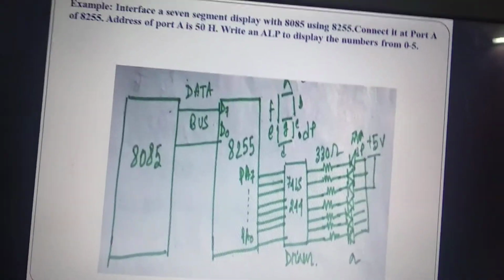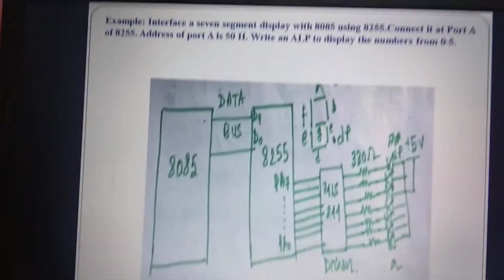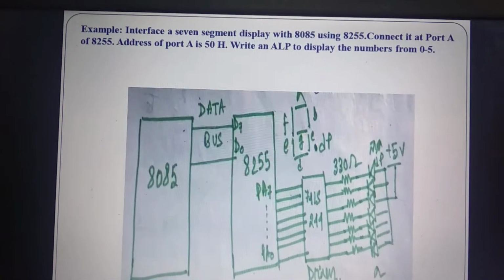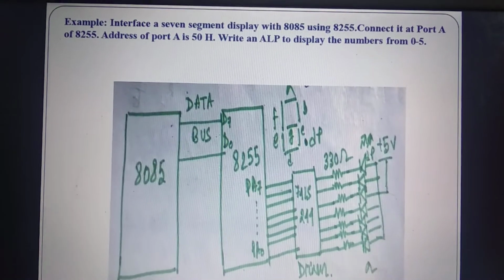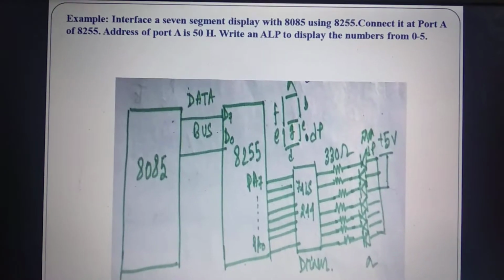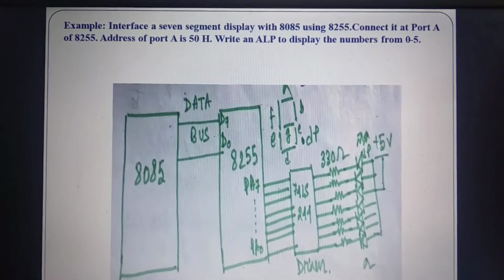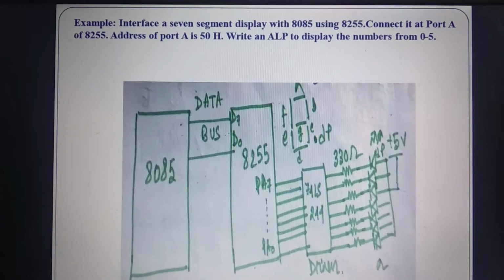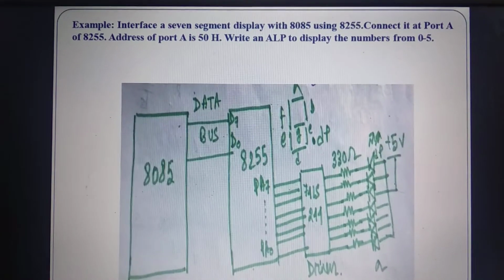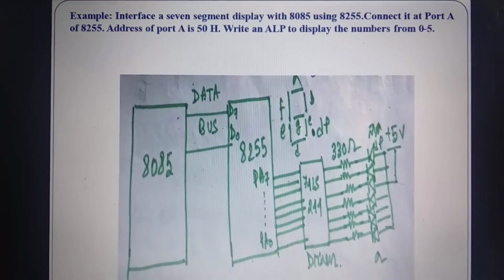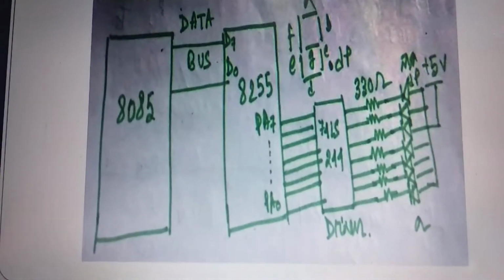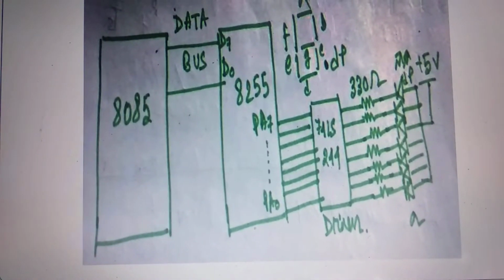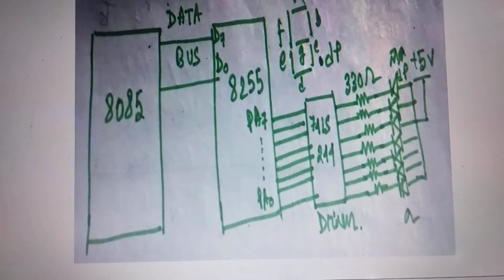Now this is one example where we need to interface a 7-segment display that will display the numbers from 0 to 5 consecutively, and it should be interfaced with the 8085 microprocessor through 8255, and it is given in the instruction that the 7-segment display should be connected at port A. Now just look into the basic circuit diagram of the display. So in port A, the 7-segment display is connected.